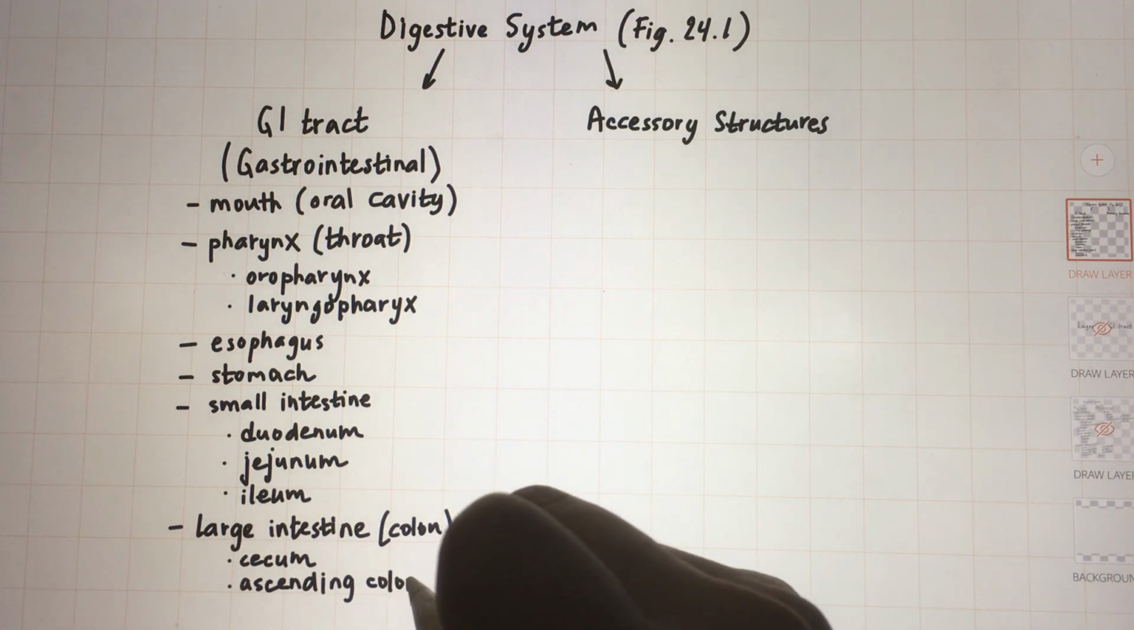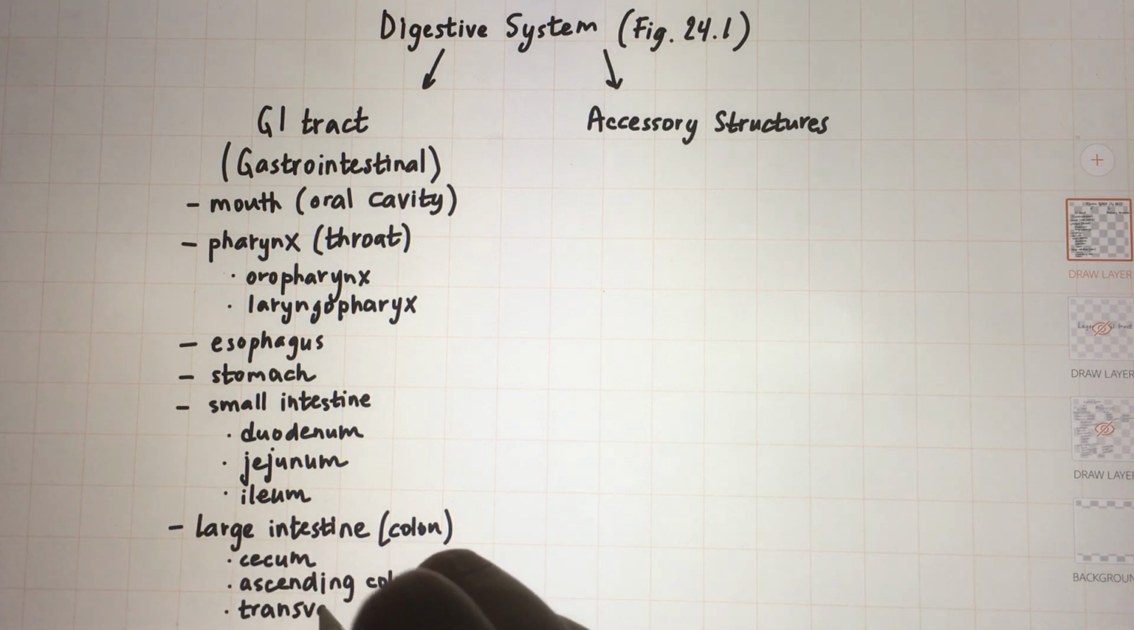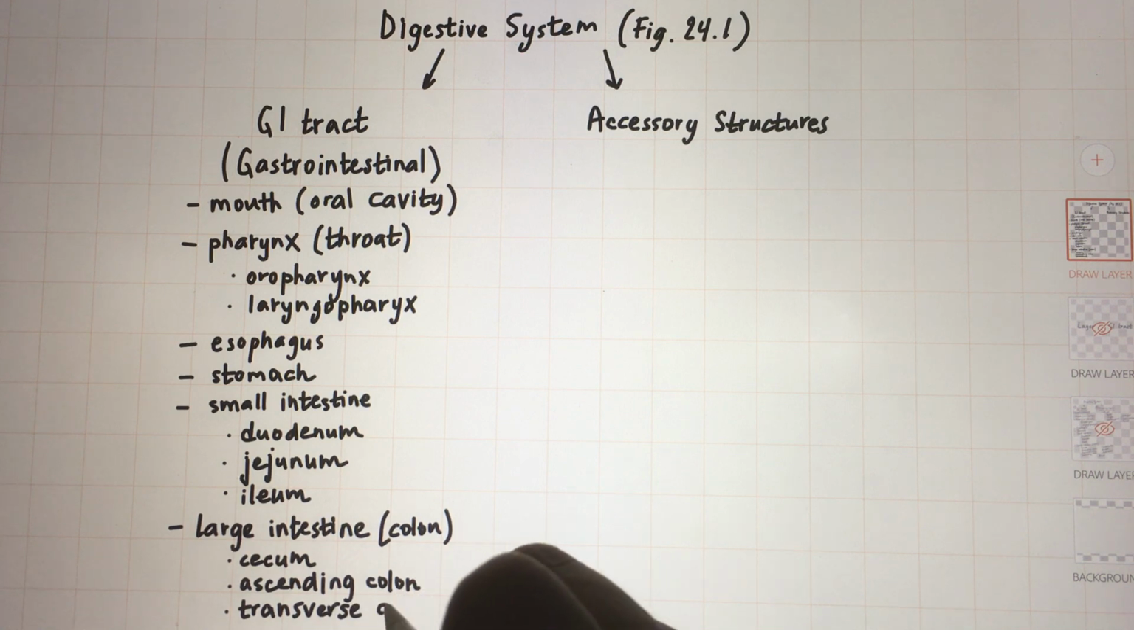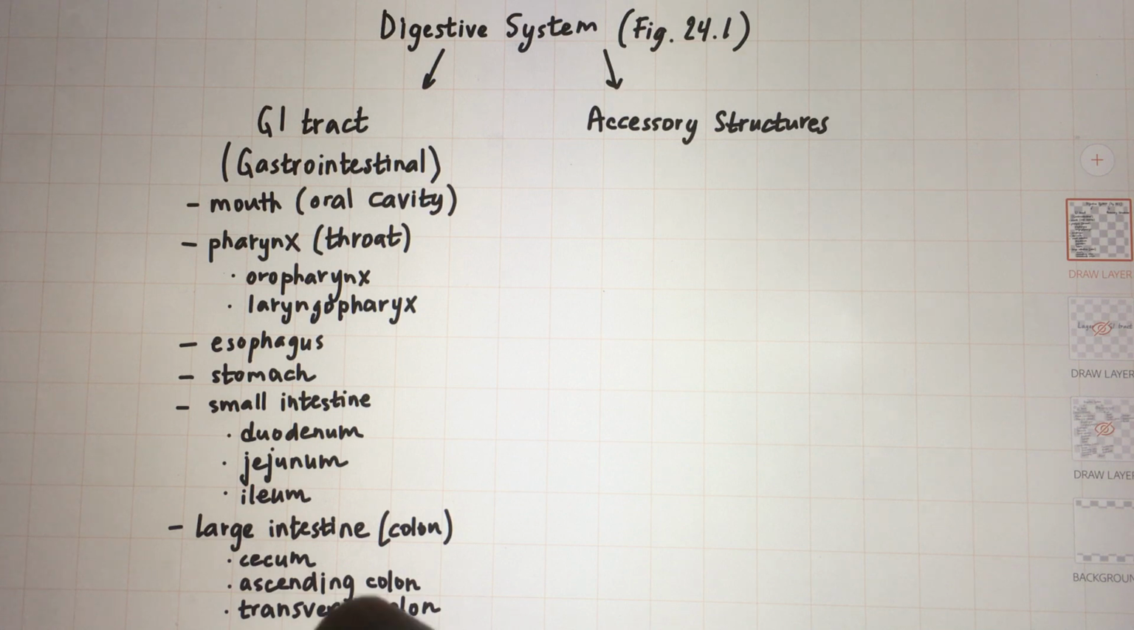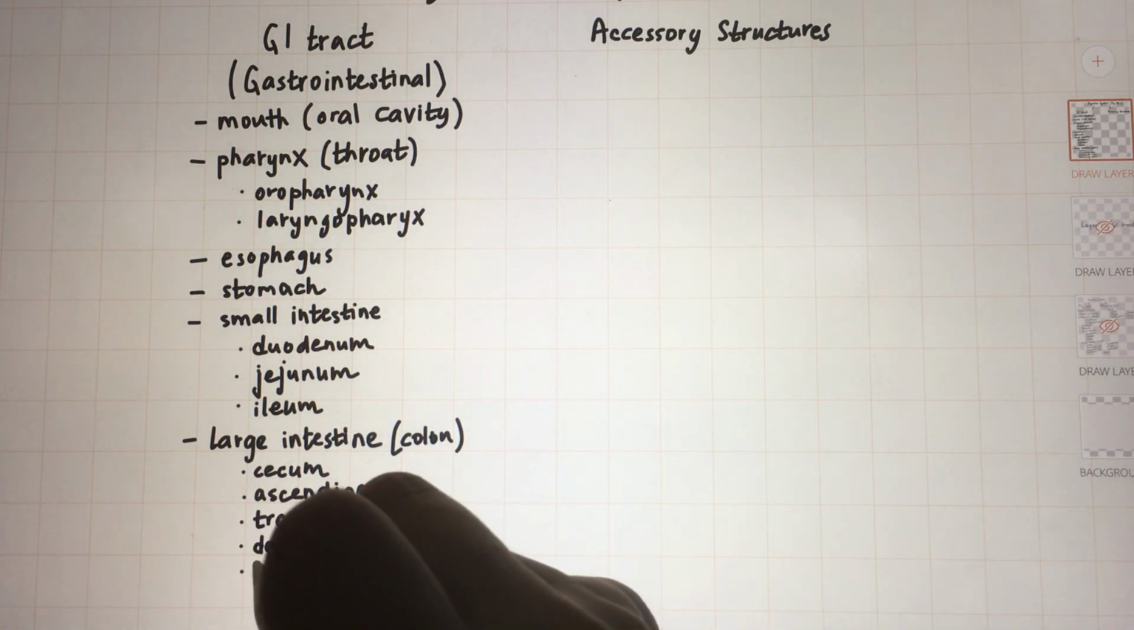Then the ascending colon turns to the left and becomes the transverse colon. The transverse colon is horizontal. It travels in the right to left direction. Then it bends down and becomes the descending colon. The descending colon is on the left side. Then it becomes a curved last section of the large intestine called the sigmoid colon.